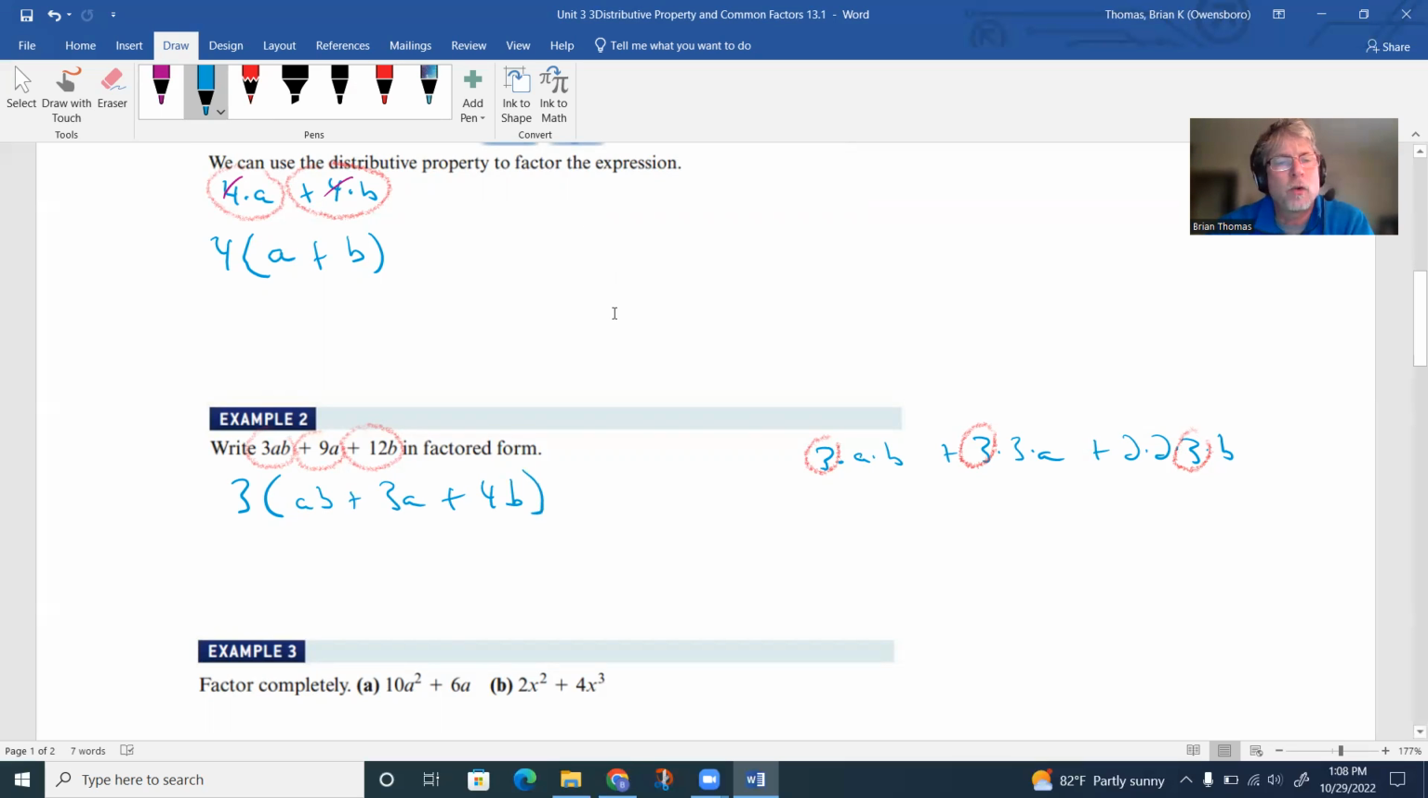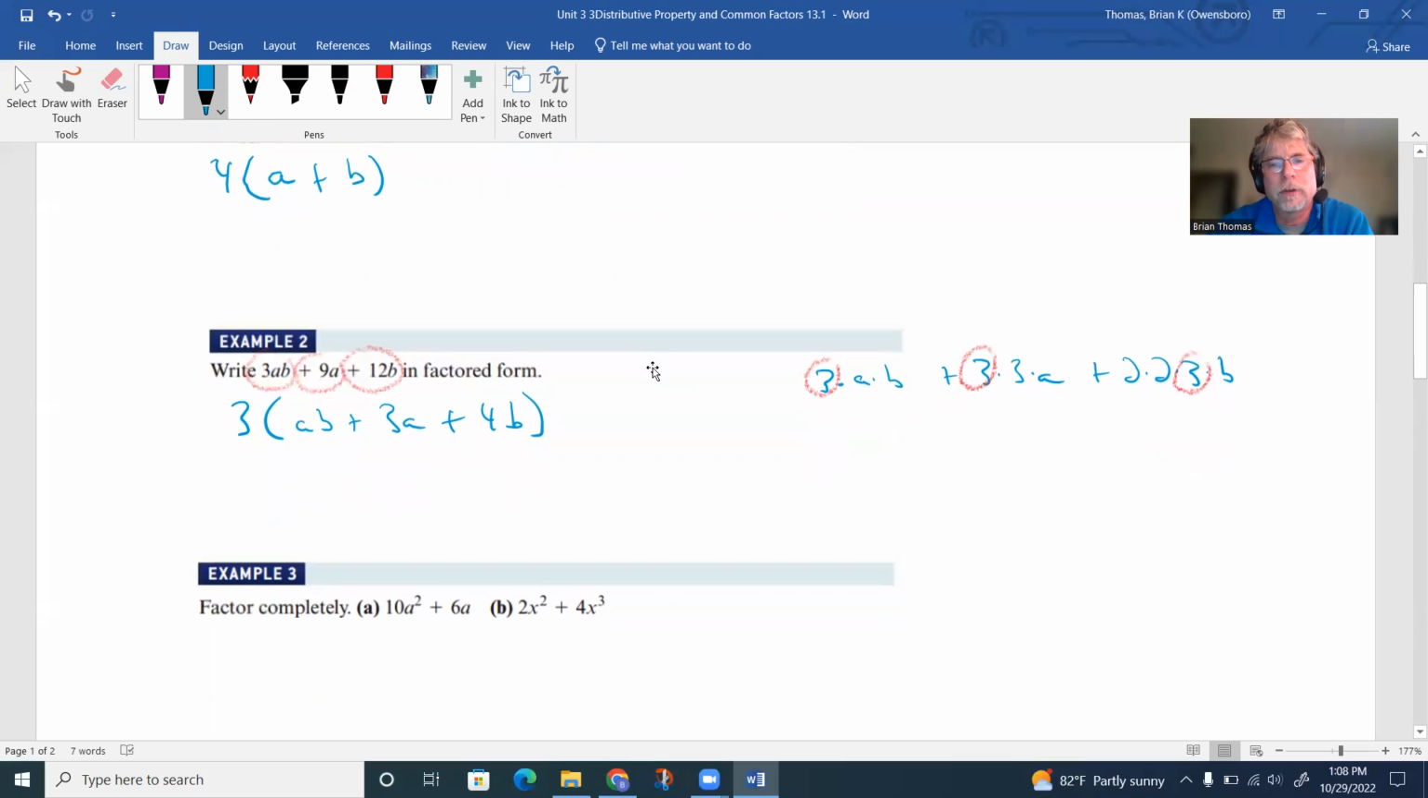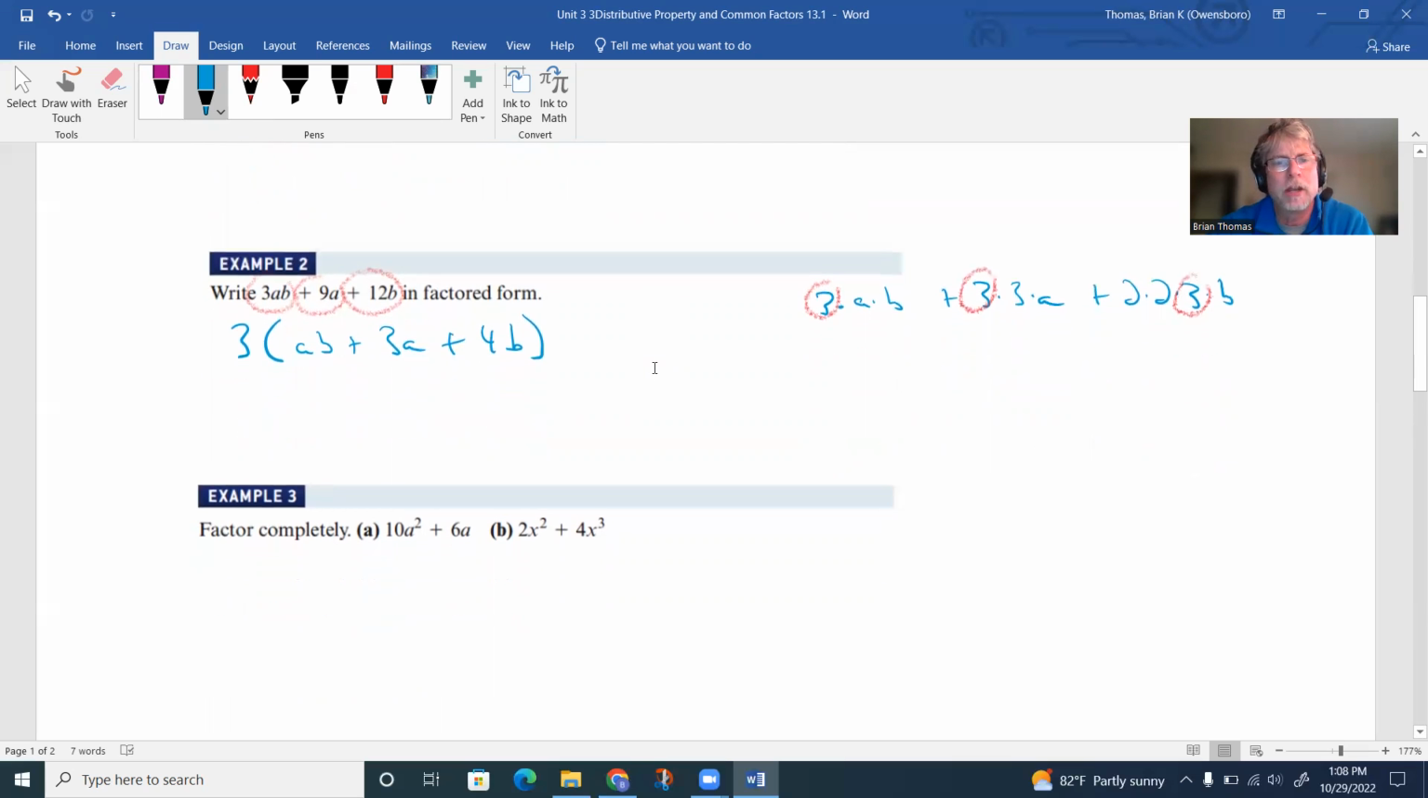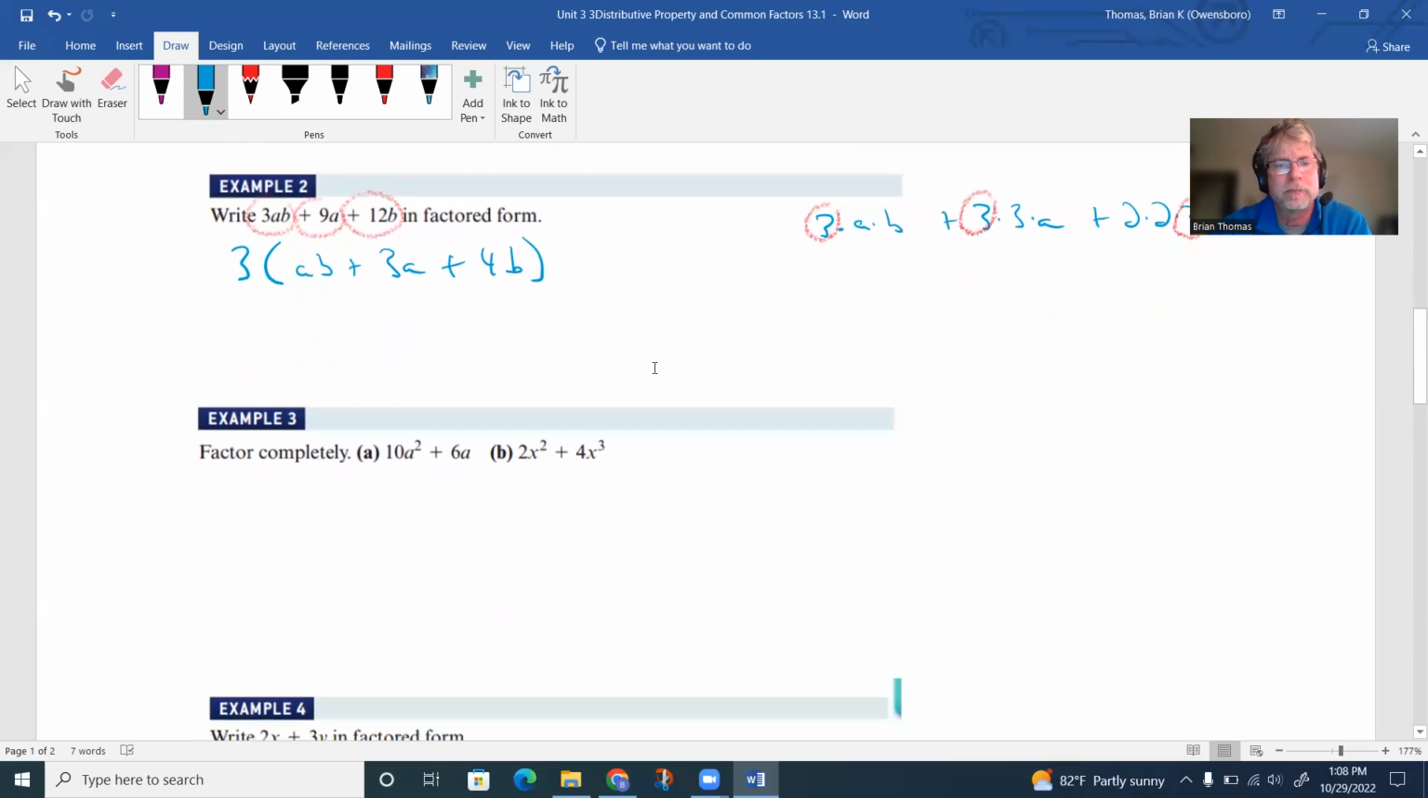So factored form, what we're looking for is a common factor or a common divisor, if you will. So when we pull that out, we're actually dividing it out, if you will. And a lot of times that's done mentally.